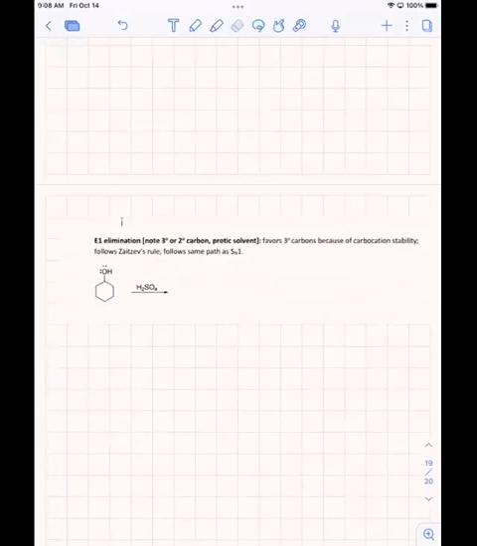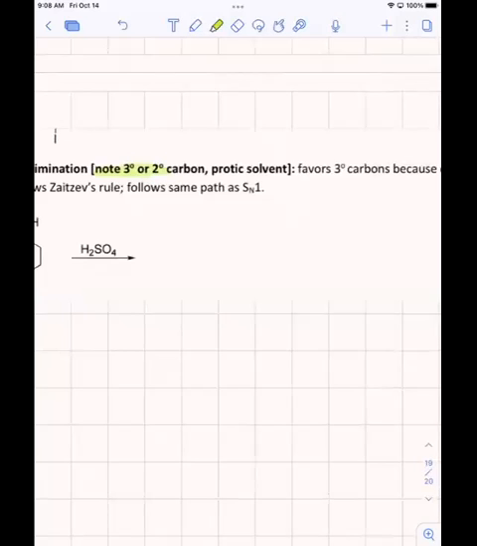Right, so with the E1, you have tertiary or secondary carbons, right? Protic solvent, just like the SN1. So there's really not a whole bunch of new information to remember because the E1 and SN1 are identical up to the final step, which is either a substitution or an elimination. So they are identical. Everything that favors SN1 favors E1.